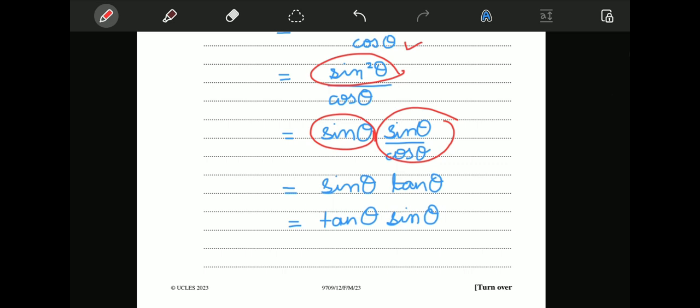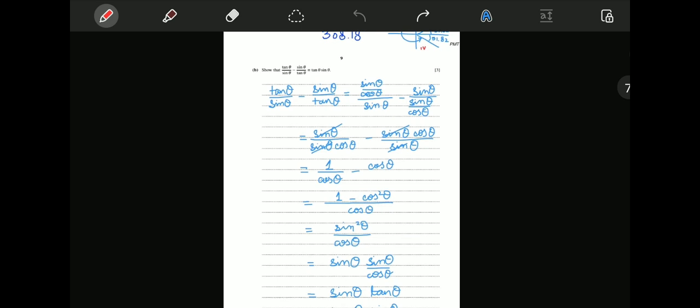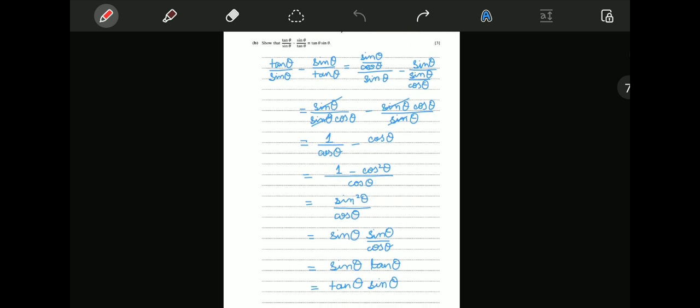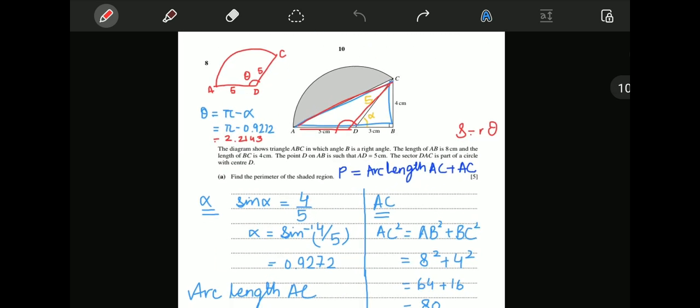So here we prove this identity like this. Okay, so in proving the identity you just need to take the right side and start solving it, and you are going to get the other side in the process. Okay, now let's move on to question 8.